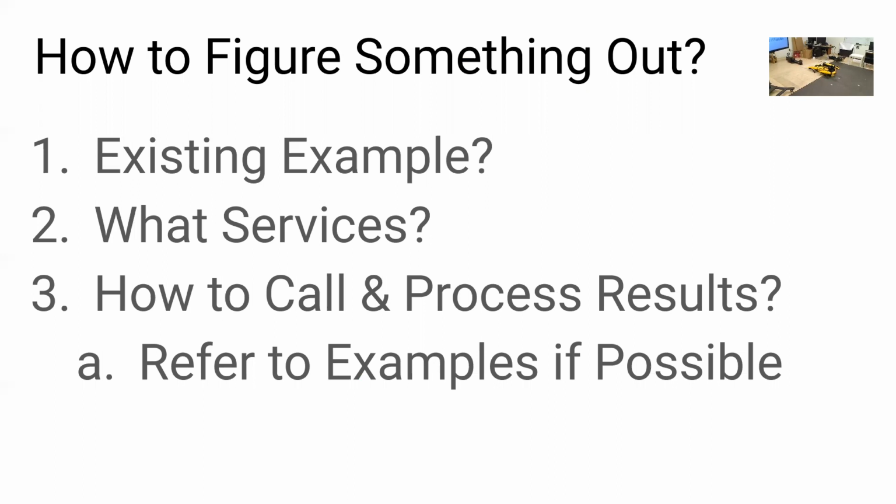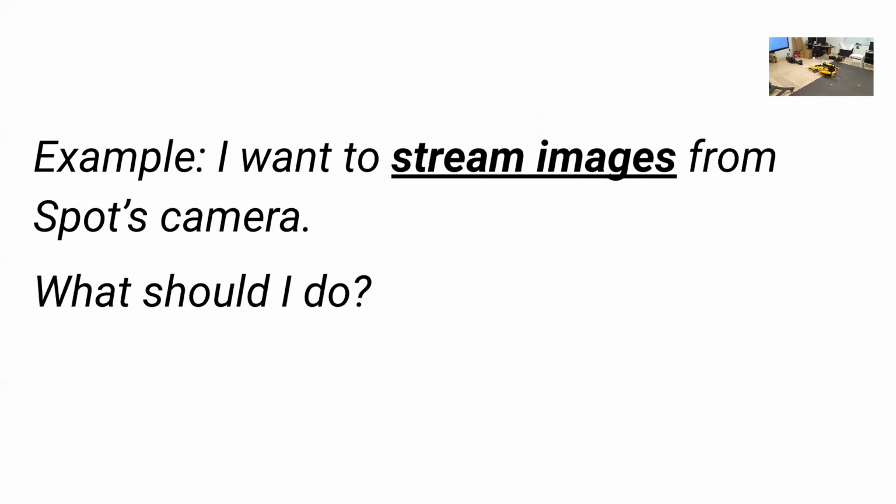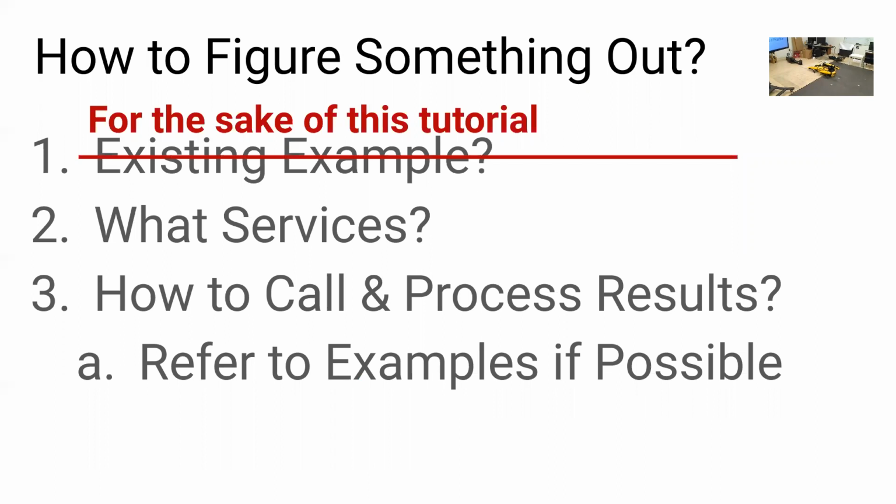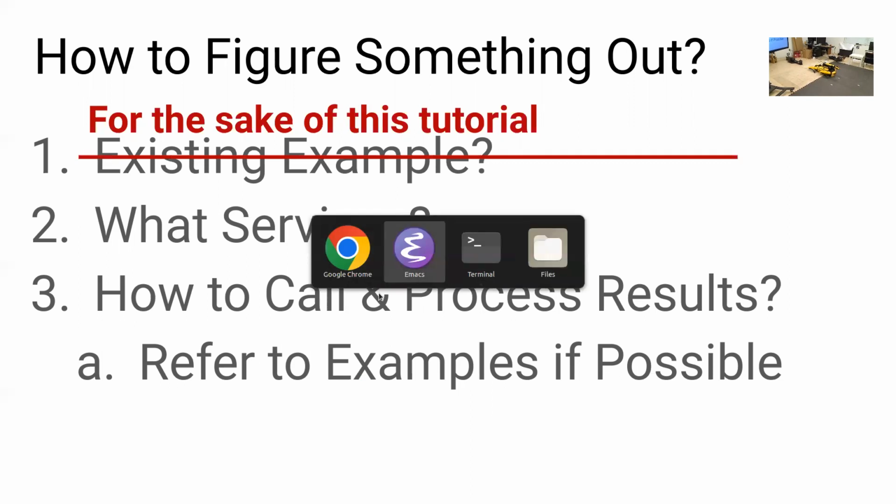So that's some details. But let's say as an example, I want to stream images from the Spot's camera, and the RPC that is provided was only to get a single image. What should I do? So let's say in the Hello World example, we saw a code block that was getting an image, but let's say that we didn't know about this. How do we approach it? What services can we use for this purpose?